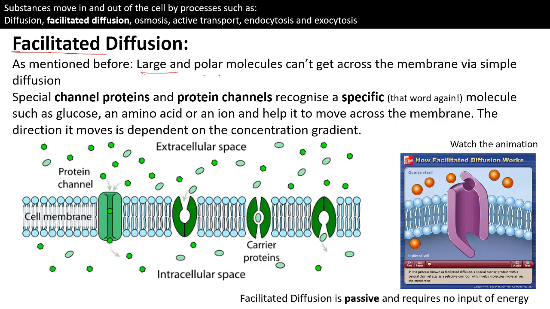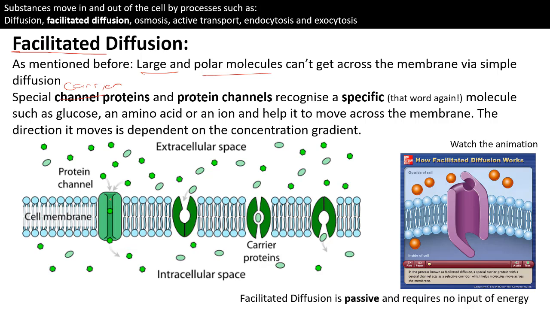So large and polar molecules can't get across the membrane via simple diffusion. So they need special carrier proteins and protein channels to help them. Now they can recognize a specific molecule such as glucose or an amino acid or an ion and help it to move across the membrane. But this won't go against the concentration gradient, it'll only go with the concentration gradient.